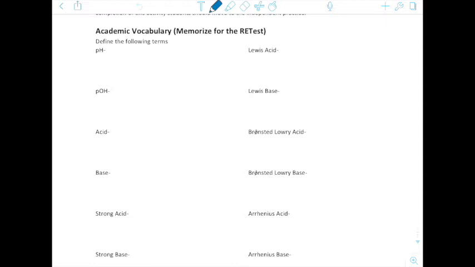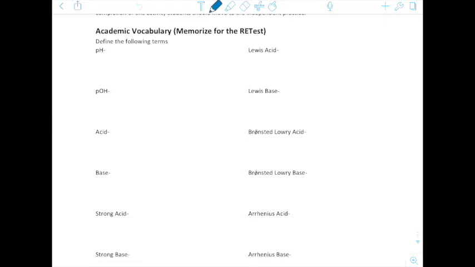Let's start by going over a little bit of the academic vocabulary. You'll need to memorize this for your retest. It says define the following terms. pH is the percent of the hydrogen ion concentration. pOH is the percent of the hydronium concentration.